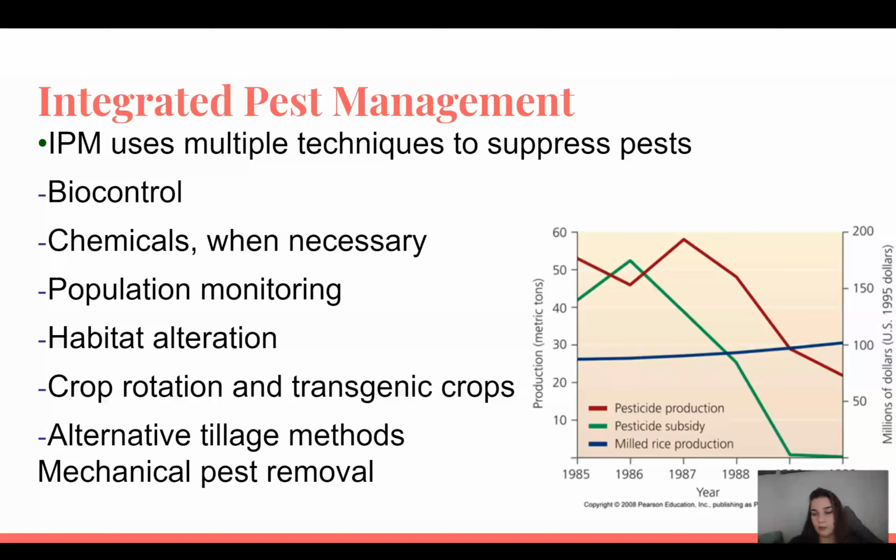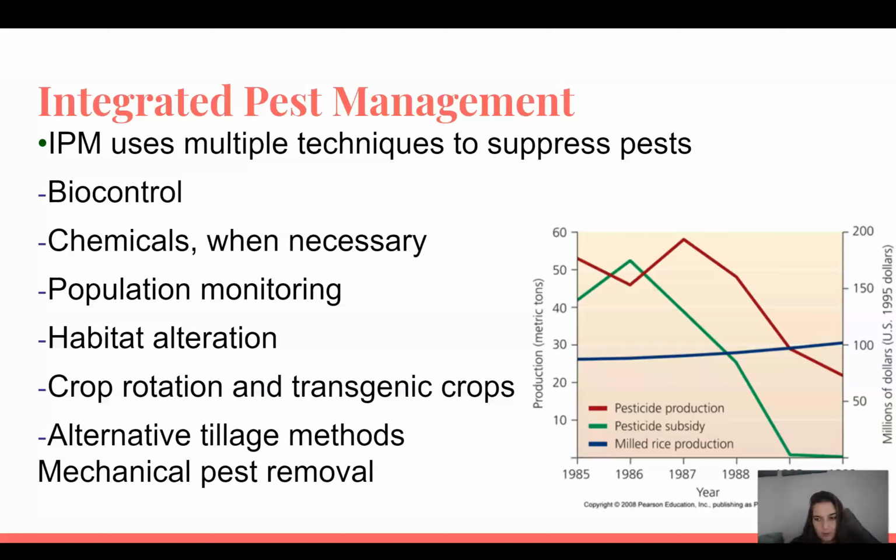So biocontrol is one of the methods in IPM. Instead of using a pesticide or relying on chemicals, you introduce predators to the pest to help kill them. So let's say you have a bunch of dragonflies, but birds eat dragonflies. So you introduce a bunch of birds to your crop to hopefully kill off the dragonflies. So that's biocontrol. You can use chemicals when necessary, but they are very toxic and can damage your soil.